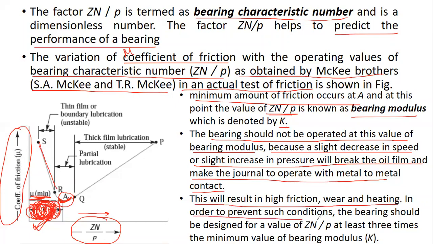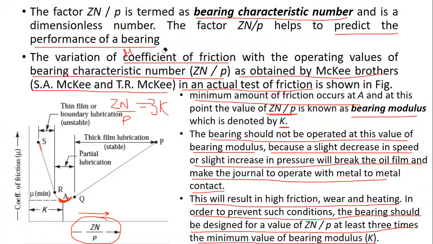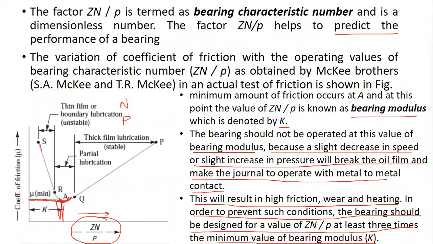So in order to prevent such conditions, the bearing should be designed for Zn by P at least 3 times the minimum value of bearing modulus. 3 times bearing modulus K. Zn by P should be designed such that its value should be 3 times the bearing modulus K. Then only the bearing will not function in this zone, oil film will not break, and friction will not occur.